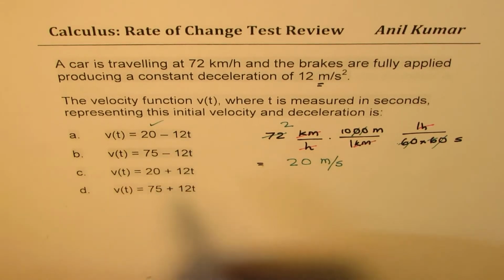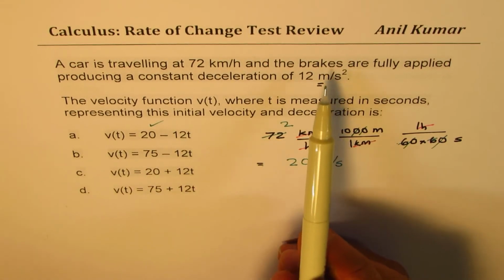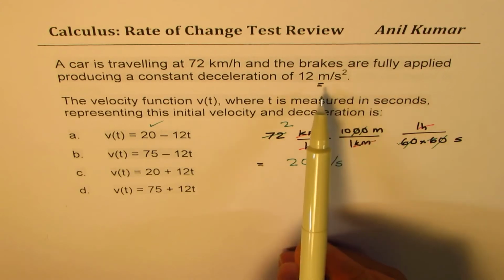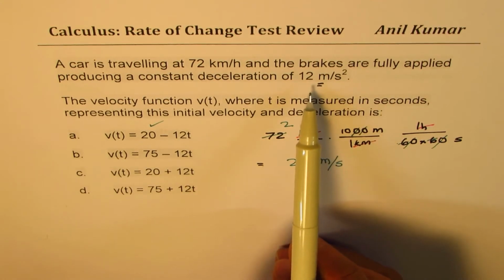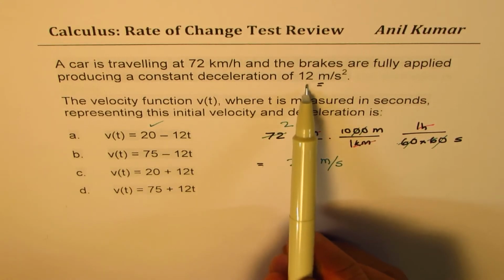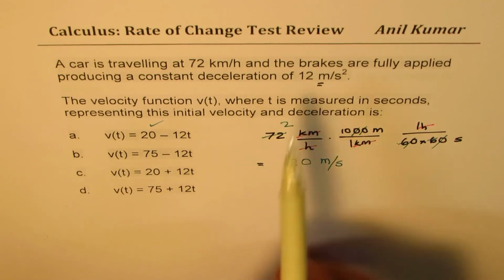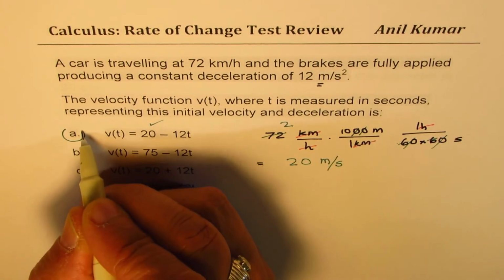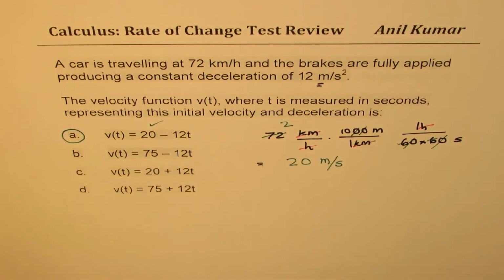So 20 is correct for us. And now brakes are applied. That means acceleration is negative. Do you see that? When brakes are applied, acceleration is negative. So minus 12, and therefore part A is the correct option.